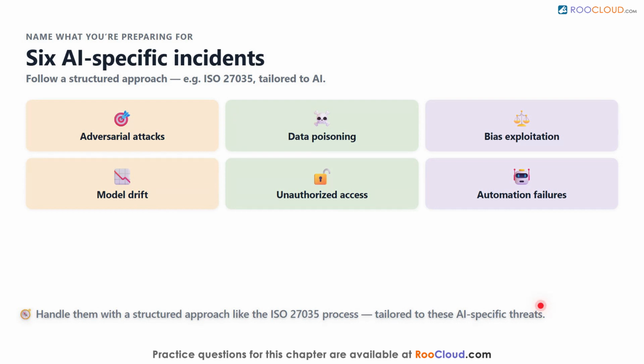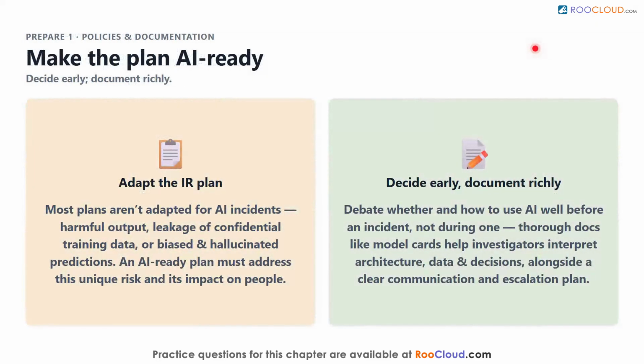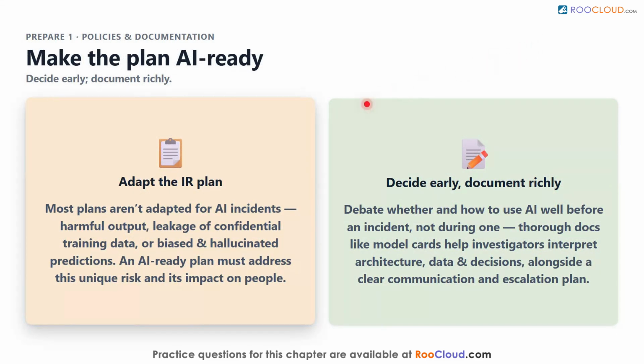The first part of preparing is your policies, procedures, and documentation. Many organizations already have an incident response plan, but most have not adapted it for AI incidents, such as harmful AI output, leakage of confidential data from the training set, or biased and hallucinated predictions. An AI-ready plan must address this extra, unique risk and its impact on people.